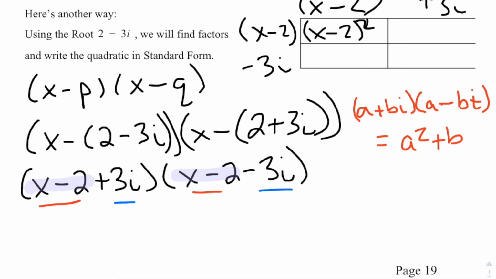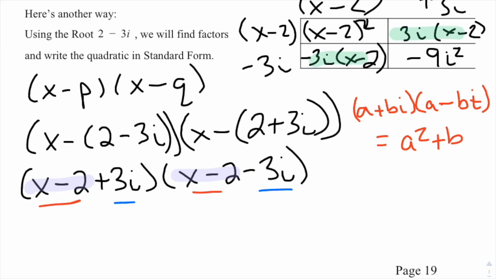And in this box we would have 3i times x minus 2. And in this box we would have negative 3i times x minus 2. And then here we would have 9i squared. So if we simplify, these two terms cancel because everything's the same except they have opposite signs. And we know that this term will simplify into just positive 9.